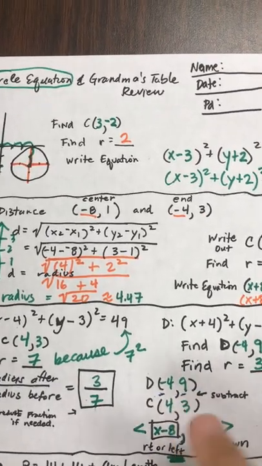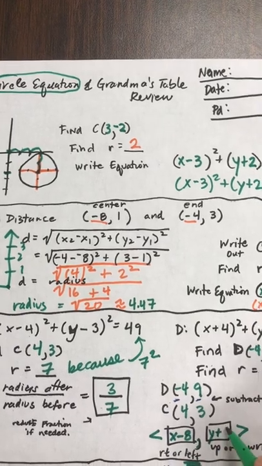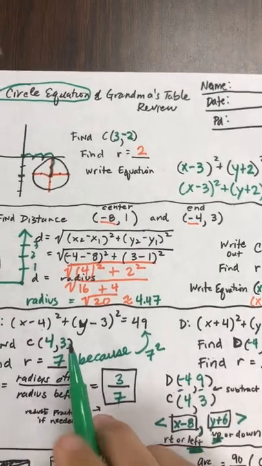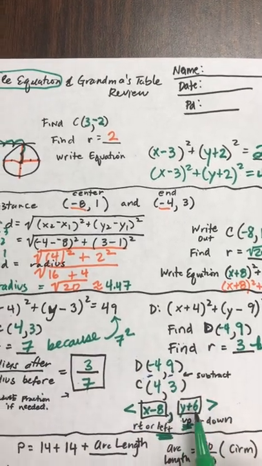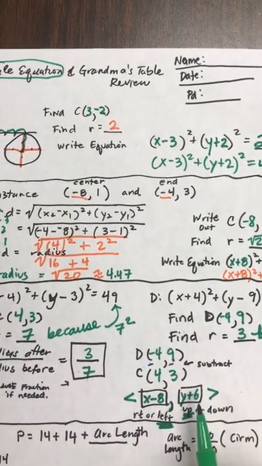And here, 9 minus 3 is 6, so y is going up. Let's make sure that makes sense. I was at 3 in the y, now I'm at 9 in the y. Yep, that makes sense. I went up 6.